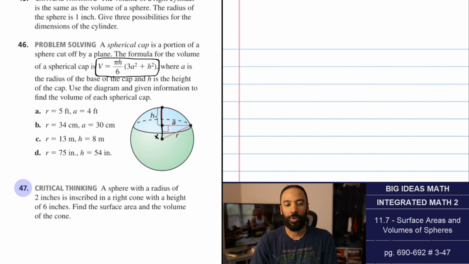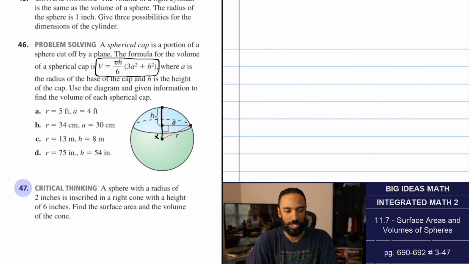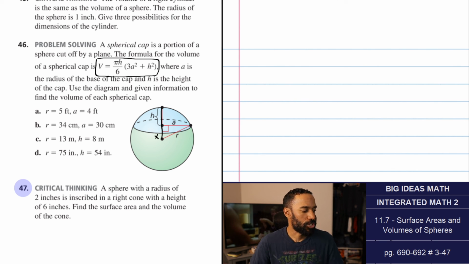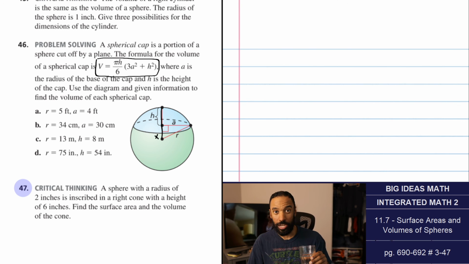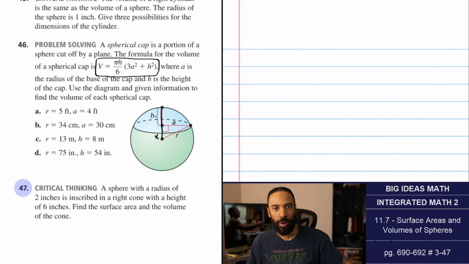A sphere with a radius of 2 inches is inscribed in a right cone with a height of 6 inches. Find the surface area and the volume of the cone. If it's inscribed in it, it means that it's touching it at every which point, right? So you would need the radius. Well, you have.